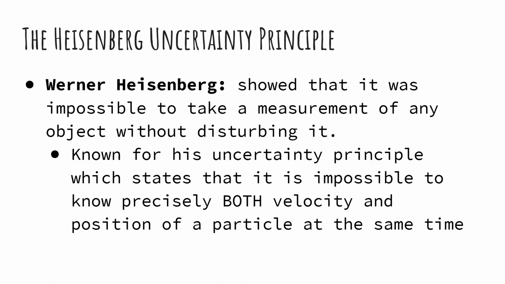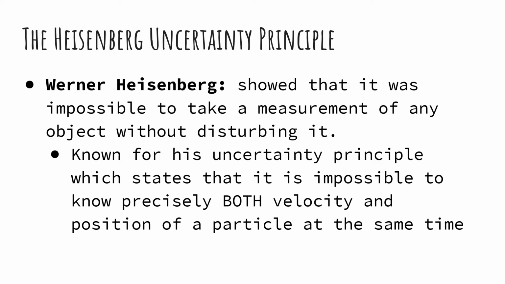Due to this, Heisenberg came up with his uncertainty principle, stating that it is fundamentally impossible to know precisely both the velocity and position of a particle at the same time. This also means that it is impossible to assign fixed paths for electrons like the Bohr's model had thought.